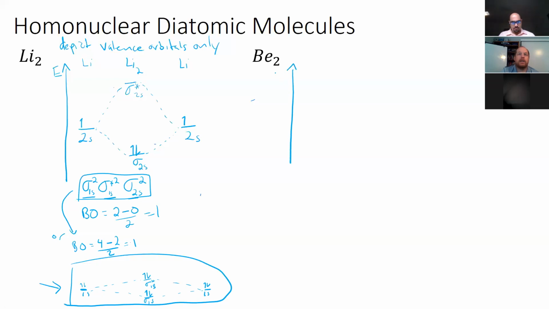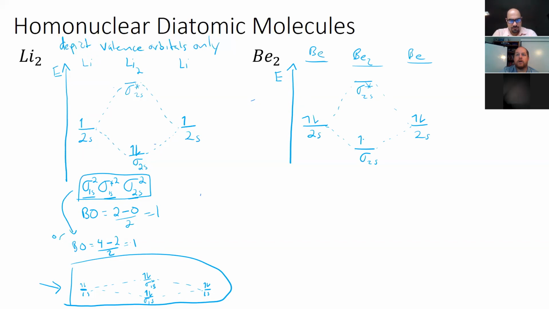Okay, on to beryllium. Beryllium's in the second group. And so our molecular orbital diagram, again, this time we're only going to depict the valence orbitals. So we've got our beryllium 2 molecule. We've got the beryllium atom on the left, a beryllium atom on the right. We're going to look at the valence orbitals. So those are the 2s orbitals still. Each of those have 2 electrons in them. And so when they combine, you have a sigma 2s and a sigma star 2s, and they would combine like so.